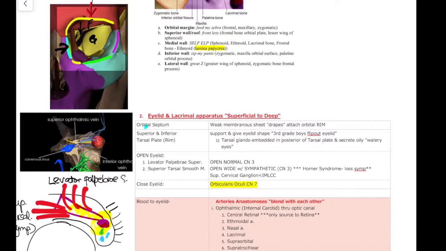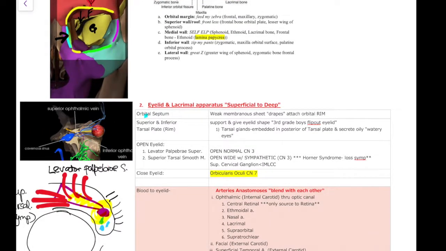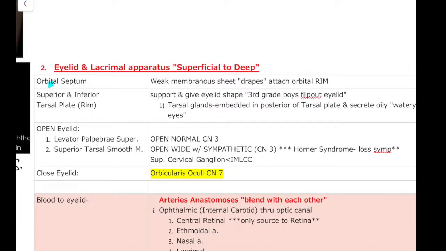Next, we talk about the eyelid itself. The eyelid is composed of the orbital septum, which is a membranous sheet that is continuous with the periosteum. It drapes and attaches to the orbital rim. The rim has a superior and an inferior tarsal plate. So think of those like where the eyelashes are attached.